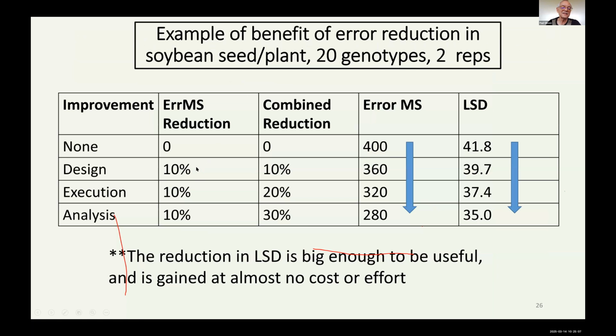Design can make a 10% difference in error mean square, execution another 10, the best analyses another 10, giving a combined effect of 30%, which reduces the error mean square and the LSD. And although the reduction here is not huge, it's enough to be useful. And these are things that can be gained at little or no cost and effort.